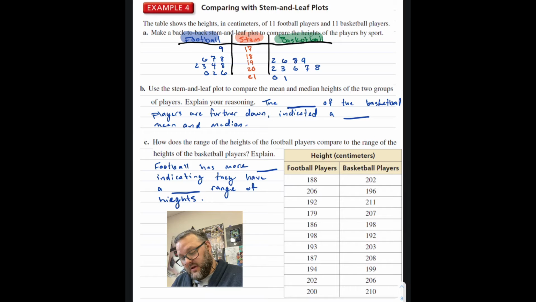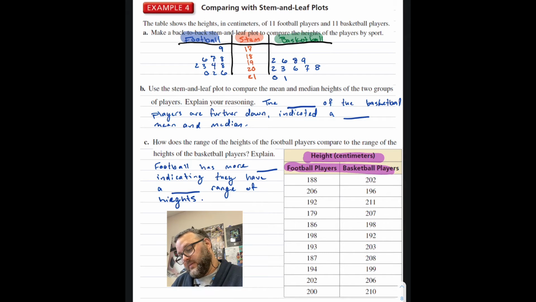By the way, I'm getting all this information from this table right down there. Let me not cross it out, but I meant to highlight it. I'm getting it from this table here. So any information you see in stem and leaf plots was translated from this table into that stem and leaf plot. So instead of looking all over this table, I can use my stem and leaf plot to answer something like B. Use the stem and leaf plot to compare the mean and median height of the two groups of players and explain your reasoning.